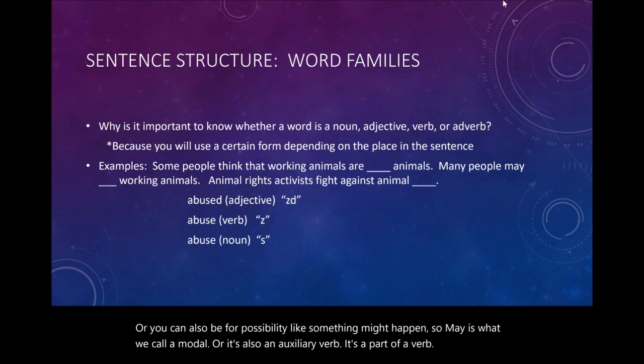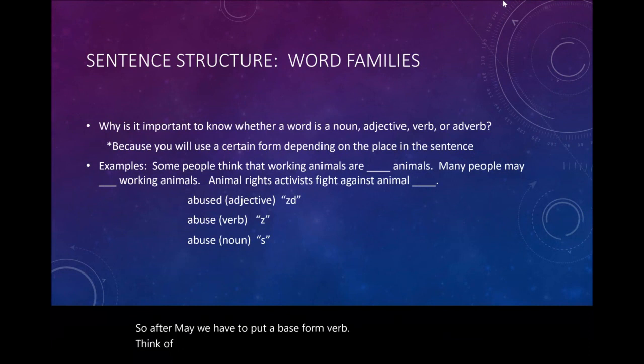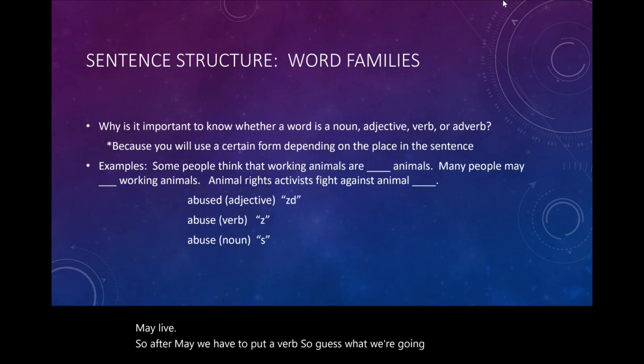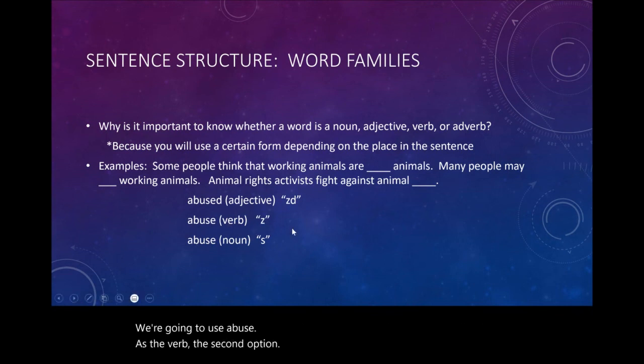So after may, we have to put a base form verb. So think of examples like may go, may work, may take, may live. So after may, we have to put a verb. So guess what we're going to use here? We're going to use abuse as the verb, the second option, abuse as a verb. Does everybody see that? Yes, teacher. Questions?